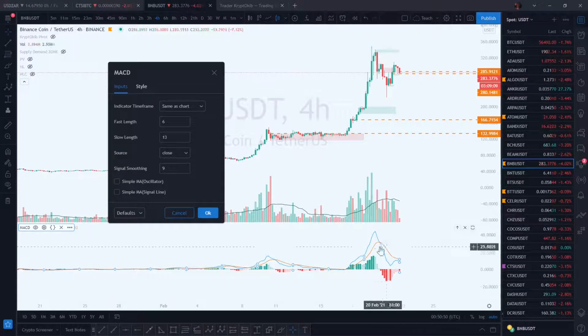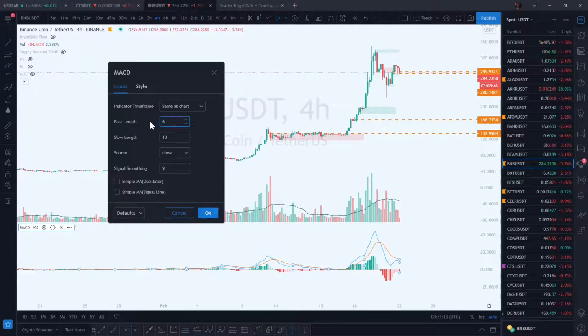You see, it's a bit different now. Now we have this crossover, this cross under at this point here. So if you sold there, you will be in profit. But if you have used the default settings of 12 and 26, this is where you would have sold and you'll be in loss. But this setting is more short term than the other settings.